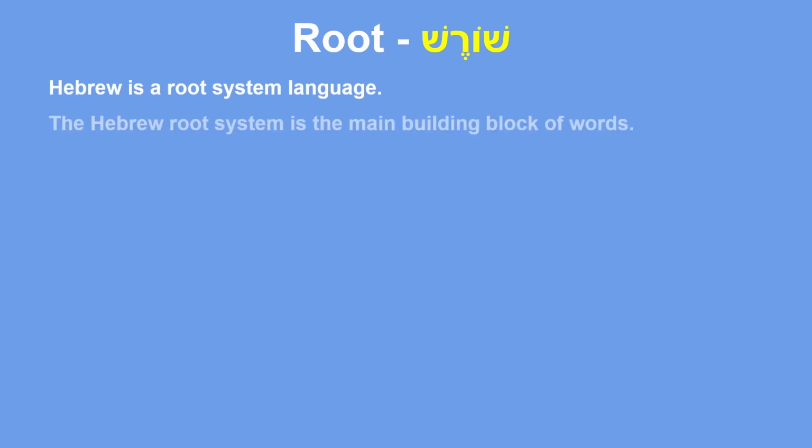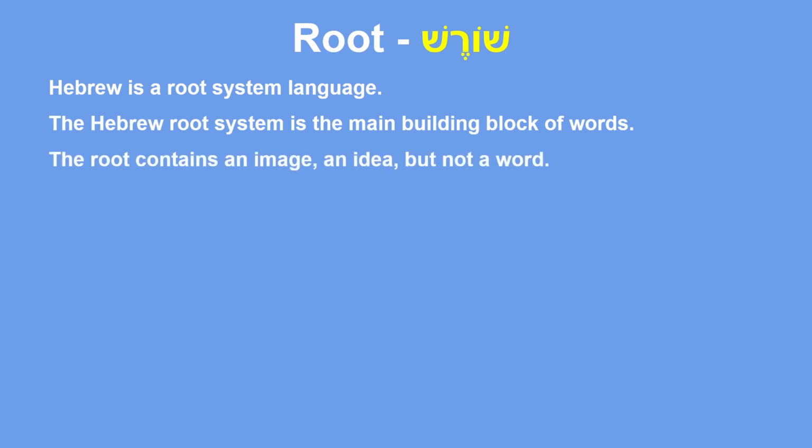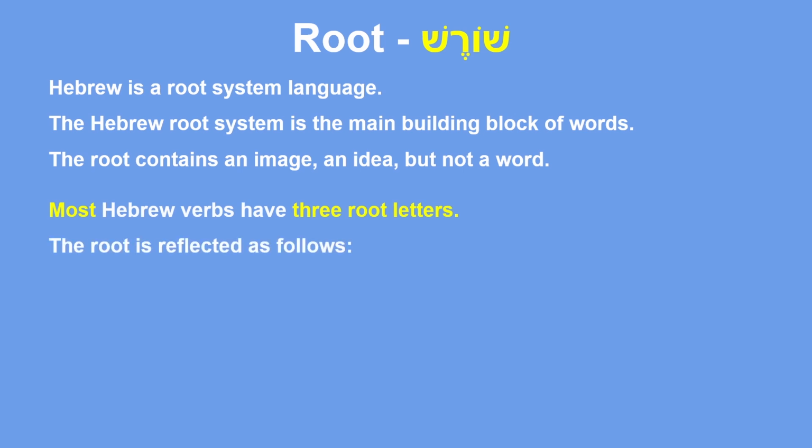So first of all, let's look at what is a root. Let's refresh our memories. What is a root in Hebrew? Root in Hebrew is shoresh, and Hebrew is a root system language, something that you probably already know. The Hebrew root system is the main building block of words. The root contains an image, an idea, but not a word. So most Hebrew verbs have 3 root letters. The root is reflected as follows.